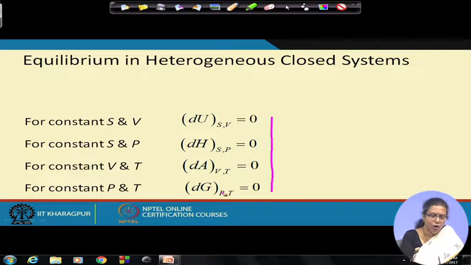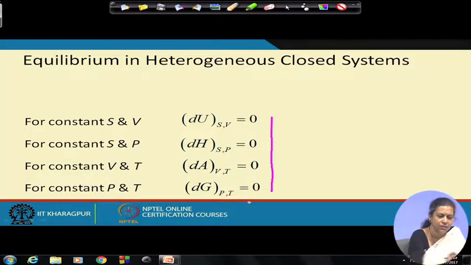So we already know the condition of equilibrium for heterogeneous closed systems, but we know these in terms of thermodynamic potentials, or in terms of extensive parameters. Very frequently we would like to express them in terms of intensive parameters, which can be easily measured or estimated. I had mentioned in the first class that thermodynamic equilibrium is the simultaneous maintenance of thermal, mechanical and chemical equilibrium. Thermal equilibrium implies equality of temperature, mechanical equilibrium implies equality of pressure, and chemical equilibrium implies equality of chemical potential.